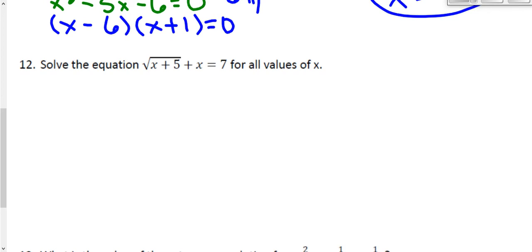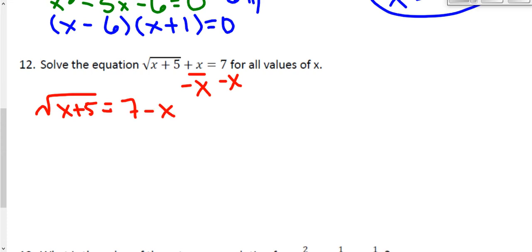And right now the radical is not by itself. It has this plus x on this side with it. So my first job is going to be to get the radical completely alone. And to do that, I'm going to subtract x from both sides. So I'm going to end up with the radical x plus 5. And on the other side of my equation, I'm going to have 7 minus x, or negative x plus 7.